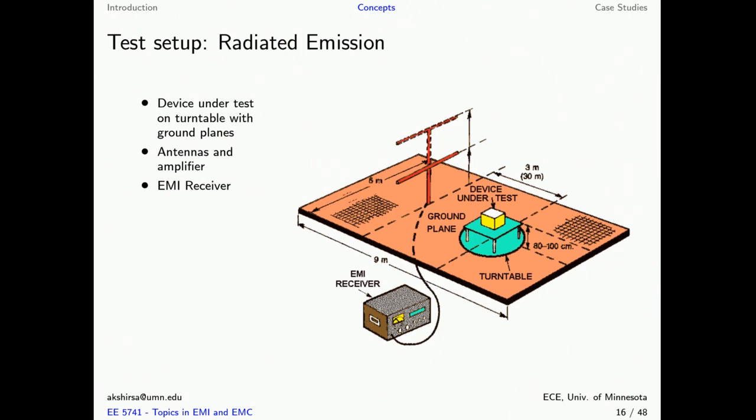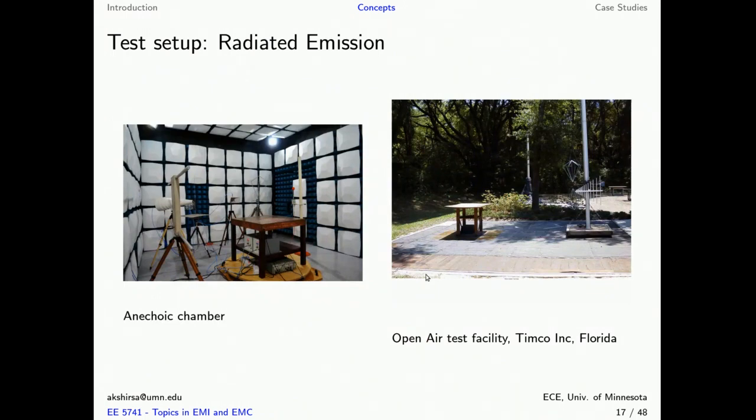In this case, we also need to move the product around because the EM energy may not be equal in all directions, as a result of which we need to keep the device under test on a turntable and move it around and see where the electromagnetic energy is maximum. Radiated emissions can be tested both indoors and outdoors depending on the application. Here is an example of an anechoic chamber, which is an indoor EM radiation test. And here we have what is called an open air test facility where the testing is done outdoors.